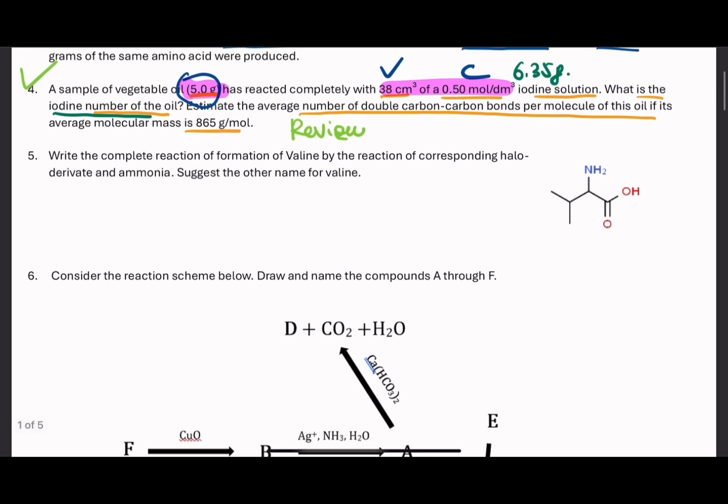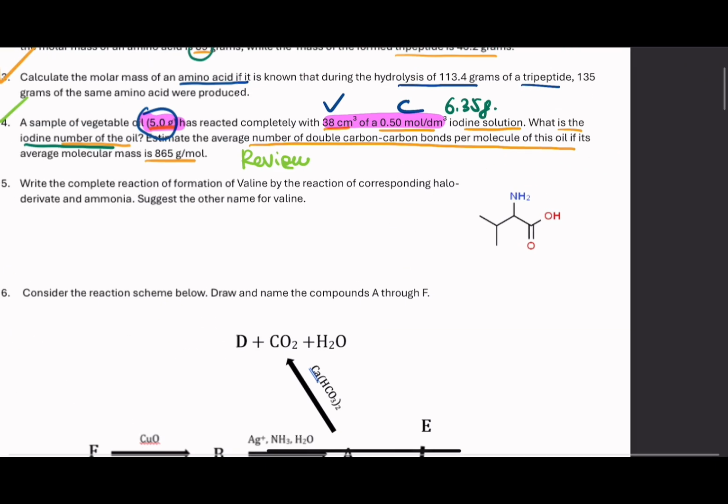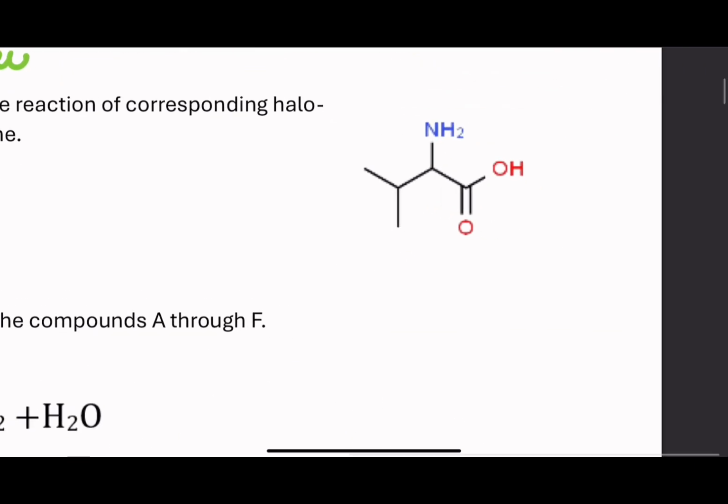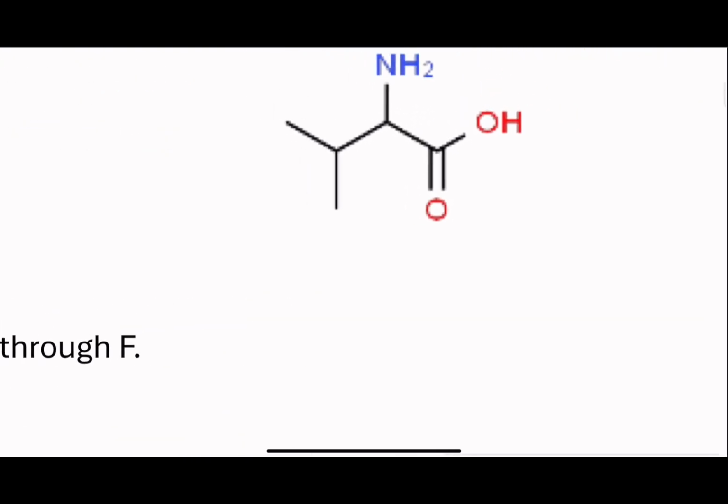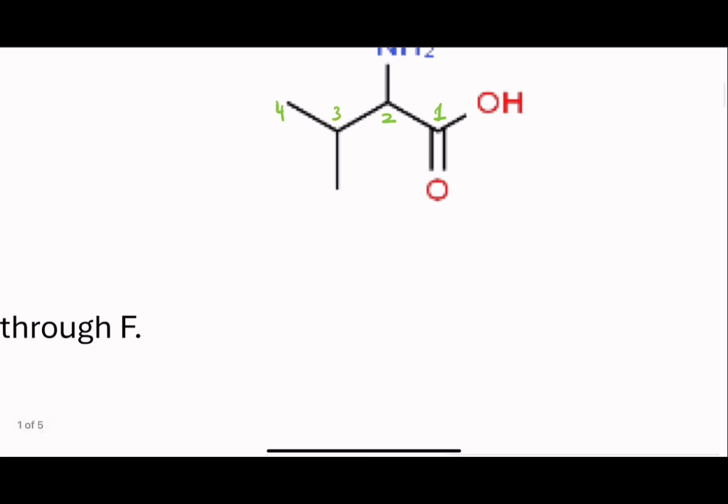Now, question 5 is asking about the formation of valine. This is your CPA question. We had it. Now, this is the valine. You can find it from the table. Also, we can actually name this too. We know that for valine, the first carbon is this one in here. Second is this, third, and this is the fourth. Now, that's the longest chain, right? So we know that it is butyric or butanoic acid.